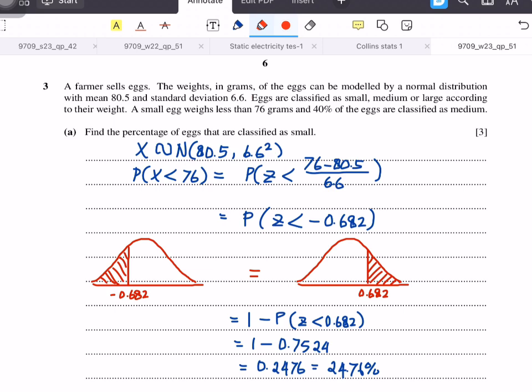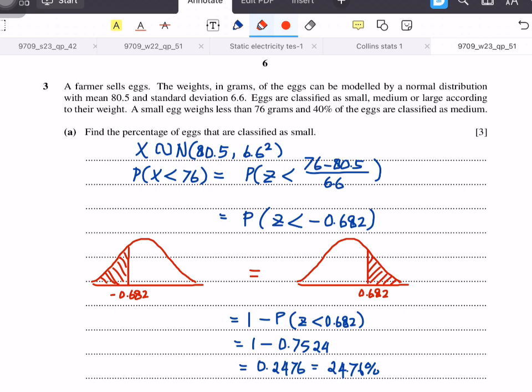The weight in grams of the egg can be modeled by a normal distribution with mean 80.5 and standard deviation 6.6. Eggs are classified as small, medium, or large according to their weight. A small egg weighs less than 76 grams and 40% of the eggs are classified as medium. A. Find the percentage of eggs that are classified as small.